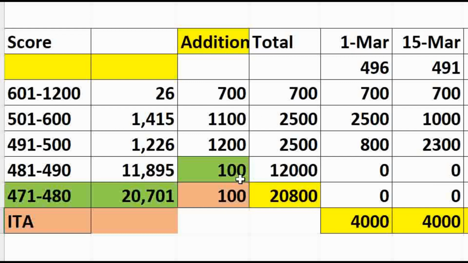So if these are the additions, then the total as on 1st of March before the draw should be around 700 here, 2500 in this slab, that is 501 to 600, and 2500 in this slab, that is 491 to 500, and around 12,000 in 481 to 490, and 20,800 in 471 to 480. Now if the draw size is 4,000, then the cutoff score will be 496.